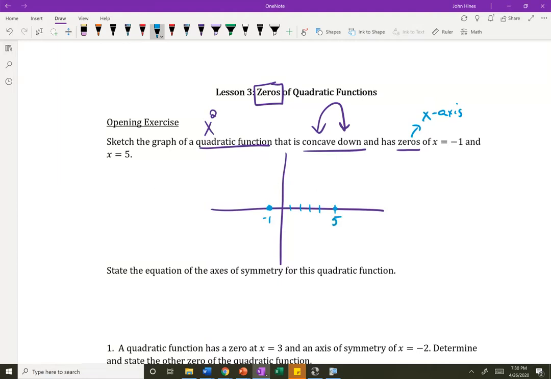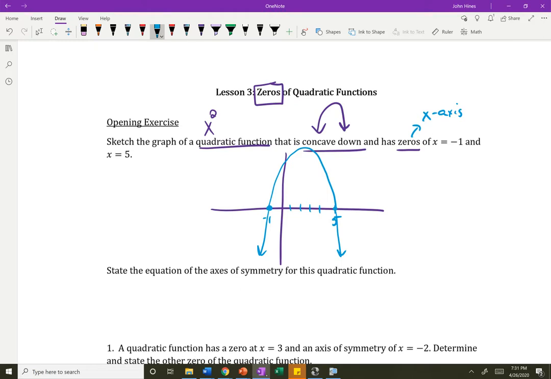But it's a parabola going through those points there, and it's concave down. So that means the arms plummet downward, and it kind of swoops around like that. So there's a sketch of my parabola there. It's a parabola that's concave down and has those zeros.